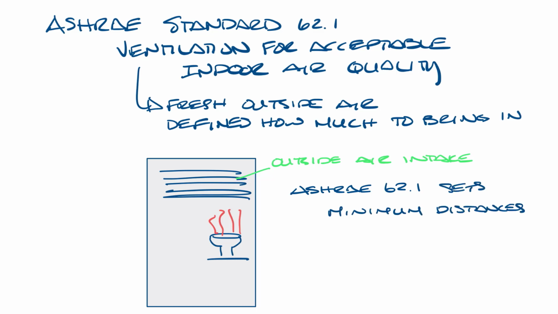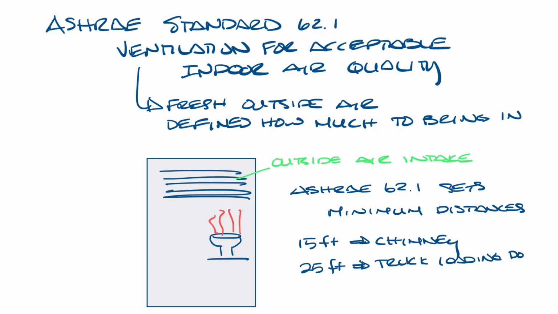For instance, ASHRAE 62.1 says your outside air intakes need to be located 15 feet from a chimney and 25 feet from a loading dock. You can look at the standard to see other specifics about where you can or can't put your outside air intake, but you get the picture. I want to focus mostly on ventilation volume, so let's move this out of the way.